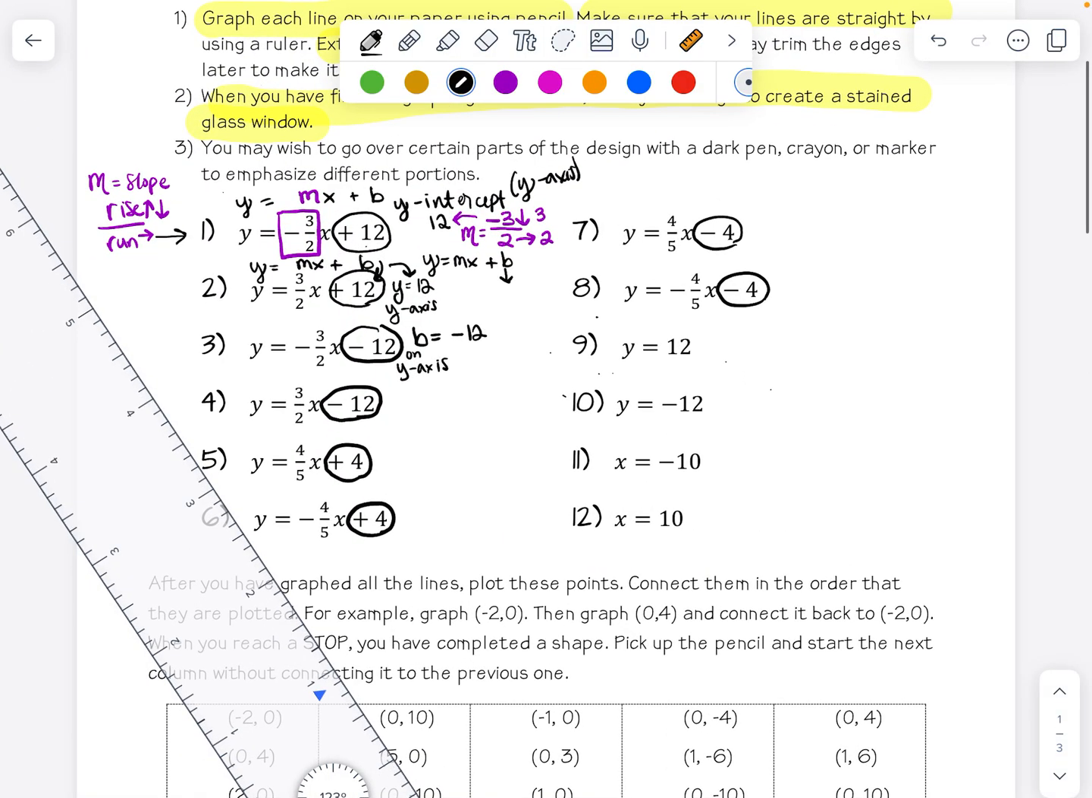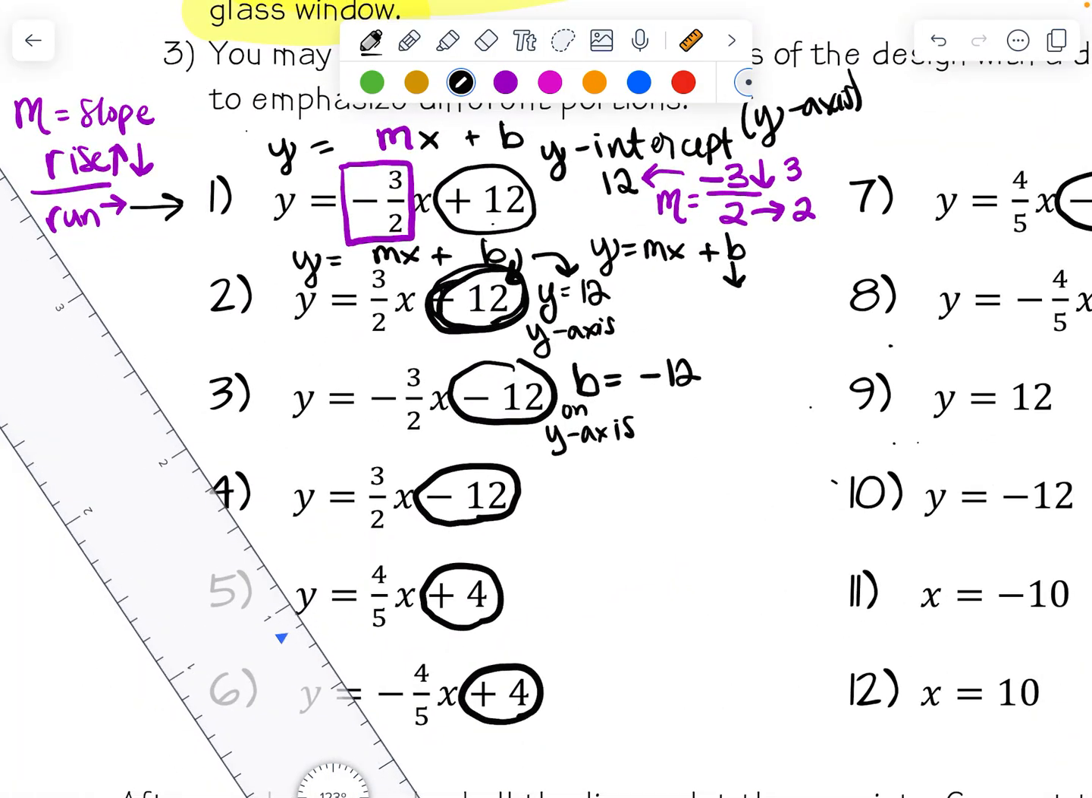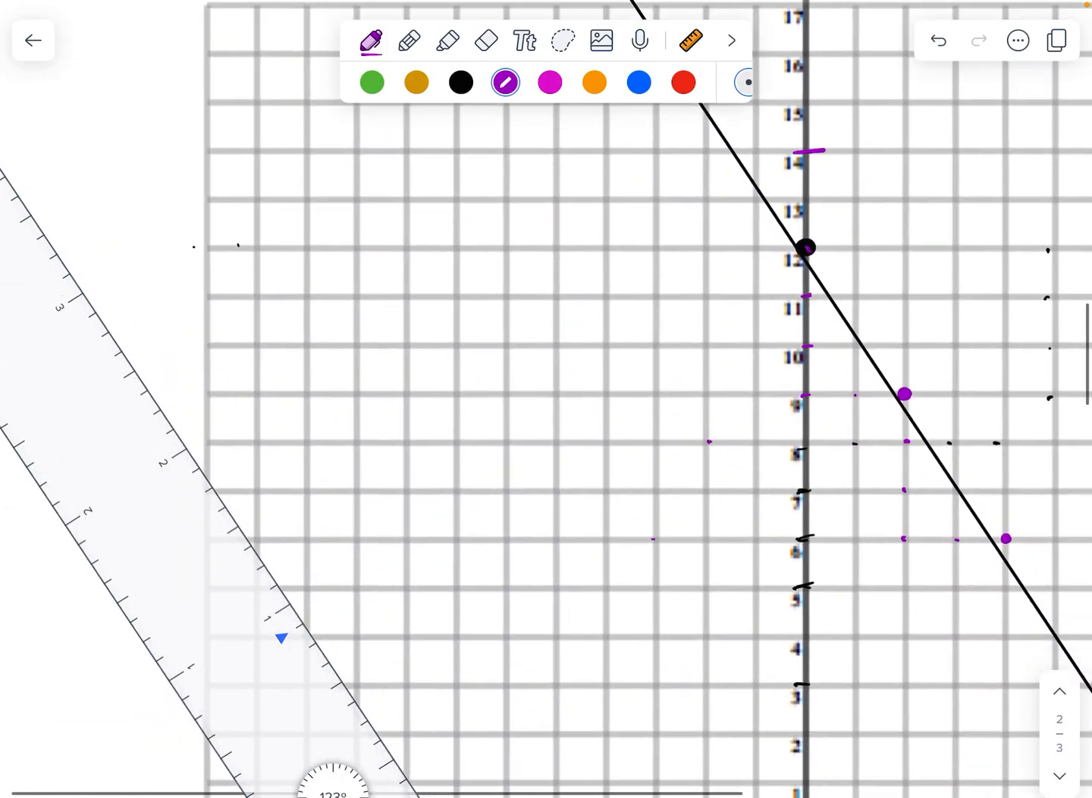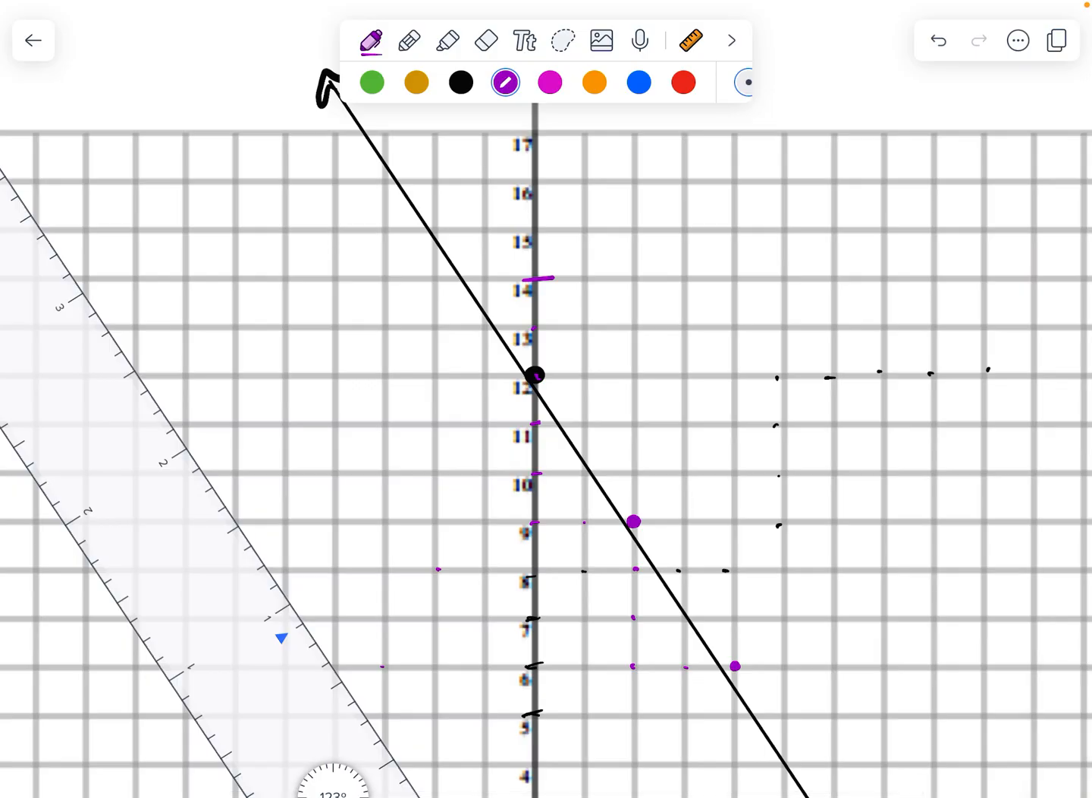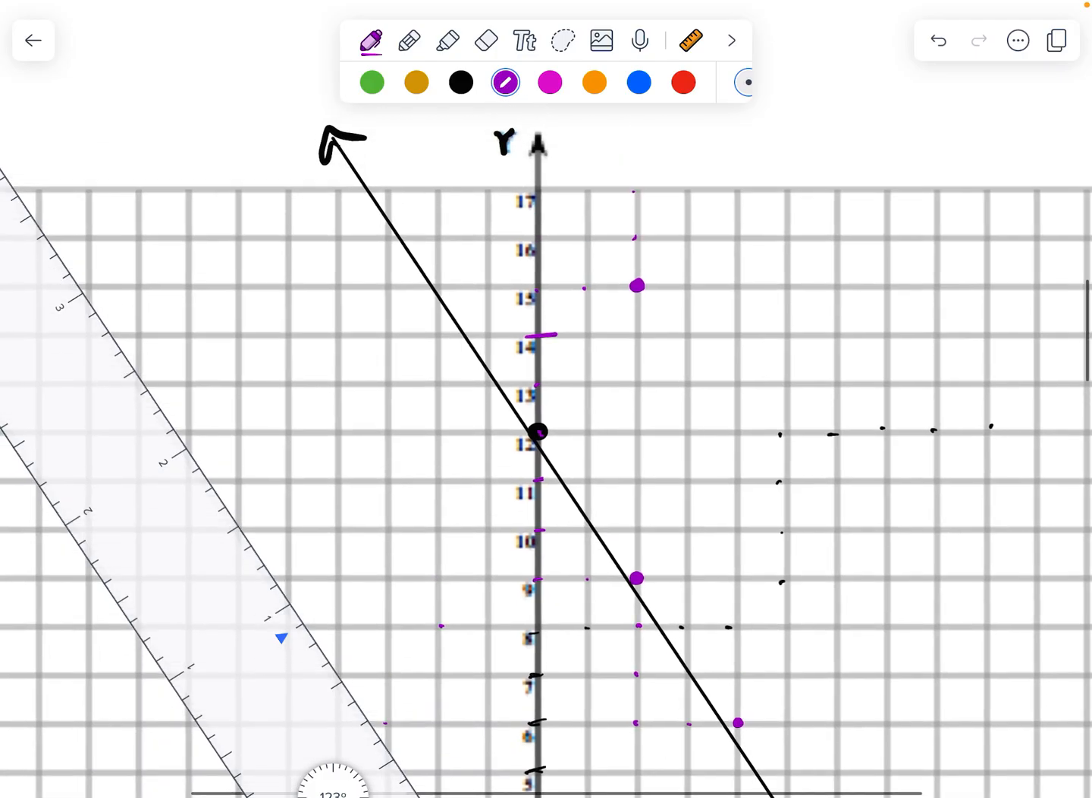Next, number 2, we are again starting at 12 on the y-axis, and my slope, going purple, is 3 over 2. That tells me go up 3, rise up 3, and to the right 2. We're going from 12, and we're going to go up 3 over 2. Up 1, 2, 3 over 1, 2. Here it is. I cannot go up any further.